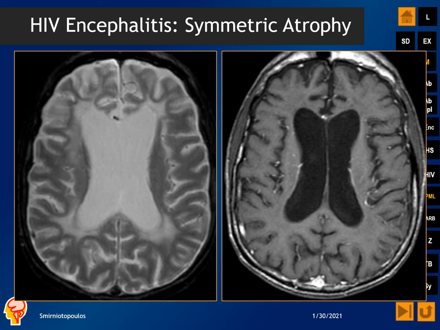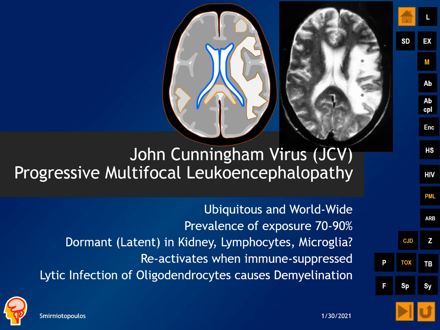While we're talking about immune-suppressed patients, we also need to talk about progressive multifocal leukoencephalopathy, which presents in this group. This is caused by reactivation of a latent virus called the John Cunningham virus, after the first patient from which it was isolated. The JC virus is ubiquitous and worldwide. The prevalence of exposure is 70 to 90% among humans.